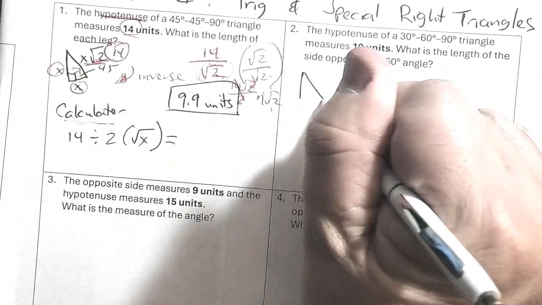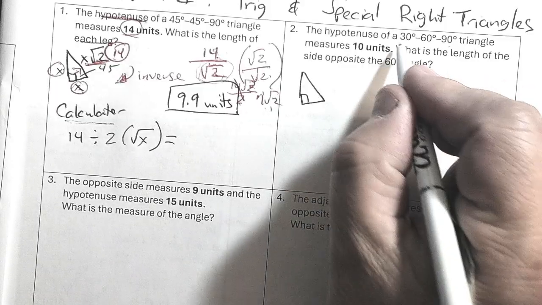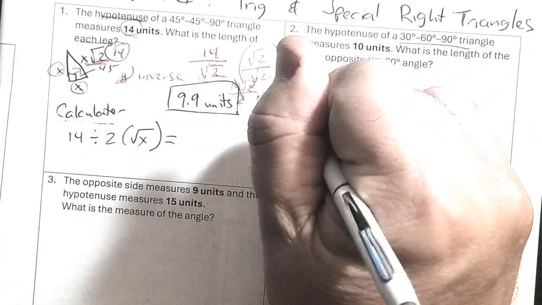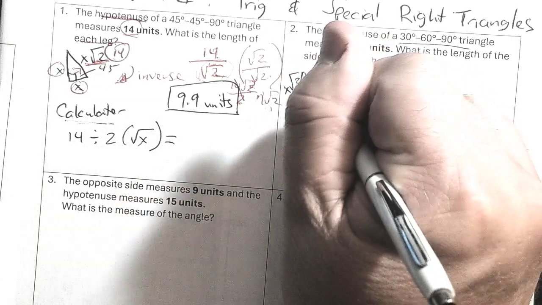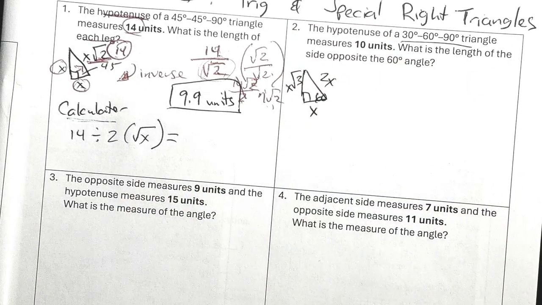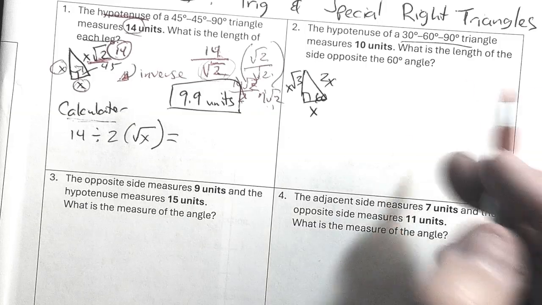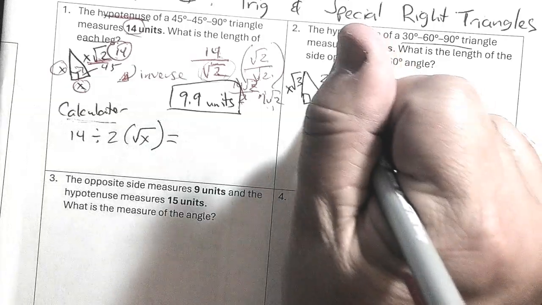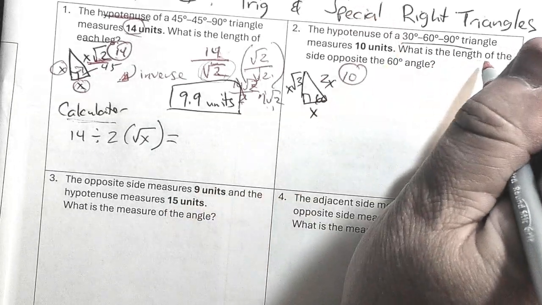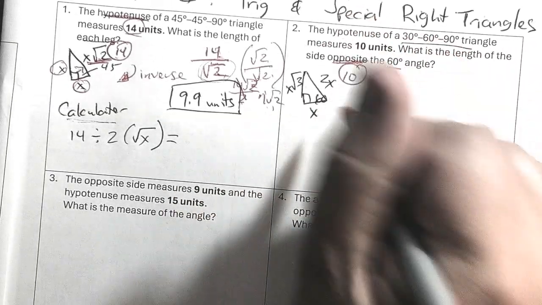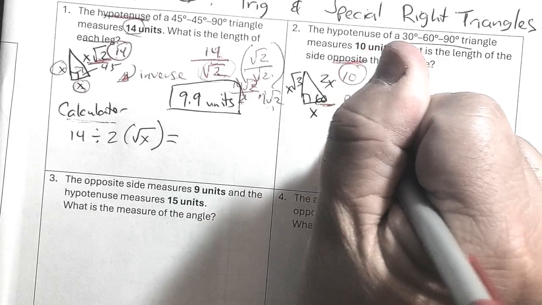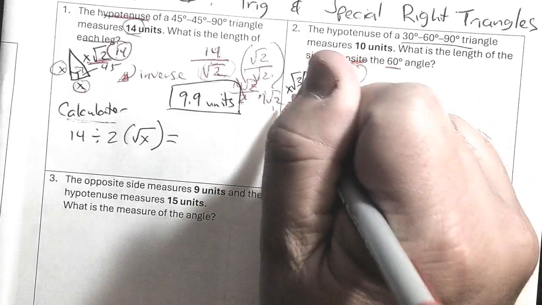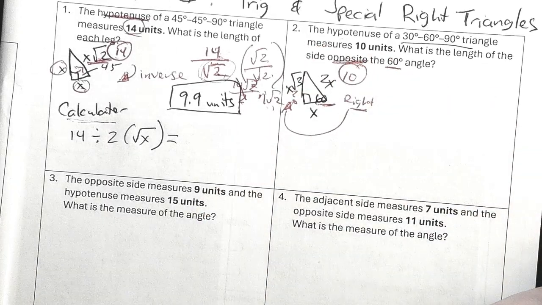All right, so number 2. This is a 30, 60, 90. We're going to make it just like it was written on the reference sheet. You guys look there, or you can trust me. It says the hypotenuse, so 2x, is going to be 10. What is the length of the side opposite the 60-degree angle? The 60 degree is on the right side. The opposite of the right is over here, the left. So they want to know what this side is.